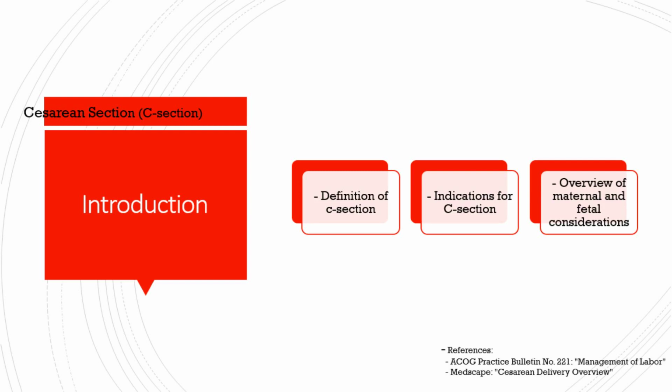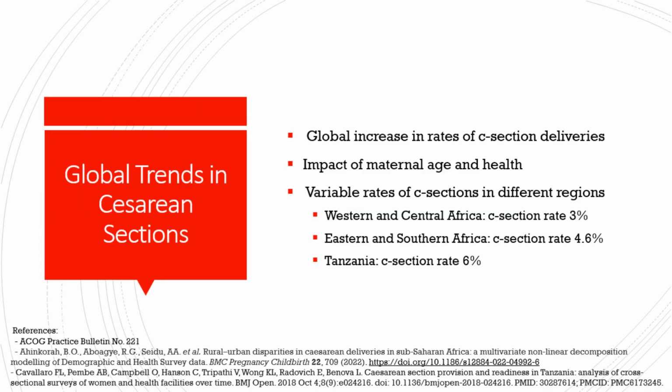This lecture will focus on the definition of a C-section, the indications as well as maternal and fetal considerations. A C-section is a surgical procedure to deliver a baby through incisions in the abdomen and uterus. It is one of the most important obstetrics interventions and is key for ensuring safe childbirth. Access to C-section in sub-Saharan Africa is limited, especially among rural dwellers.